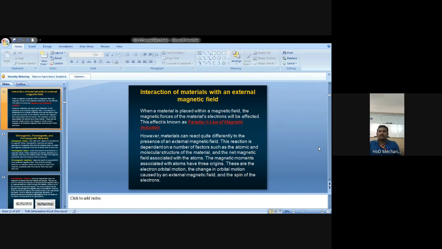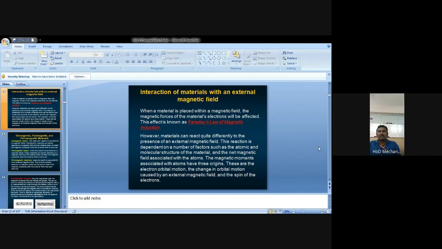The next is the interaction between the material and an external magnetic field. When a material is placed in a magnetic field, the magnetic force of the material's electrons will be affected. This effect is known as Faraday's law of magnetic induction. So we can call this magnetic field induction. The magnetic field will be induced in the surrounding of the magnetic bar depending upon the electrons and the orbitals.